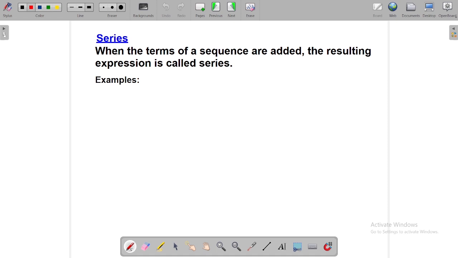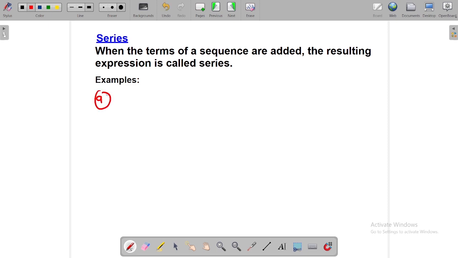From what I wrote here, when the terms of a sequence are added, the resulting expression is called a series. When you add the whole sequence given to you together, the answer you get becomes the series, as in it has to do with the sum of the whole terms that appeared in a sequence. Now let's use an example to explain it better. I believe we will make it clearer there.